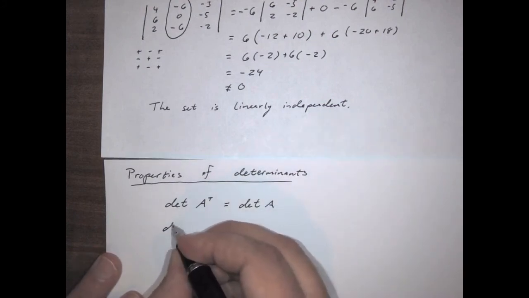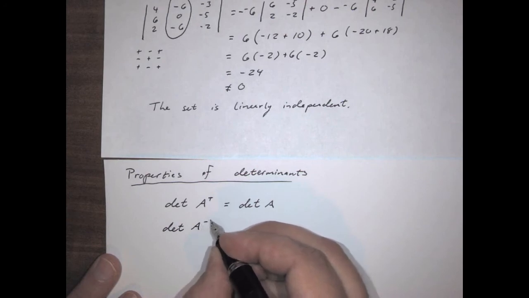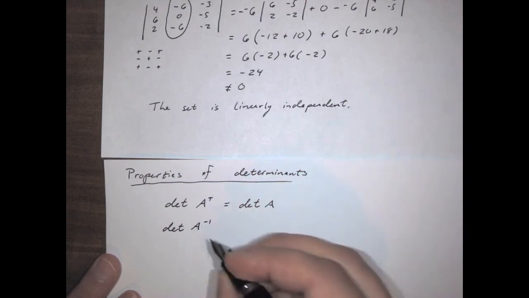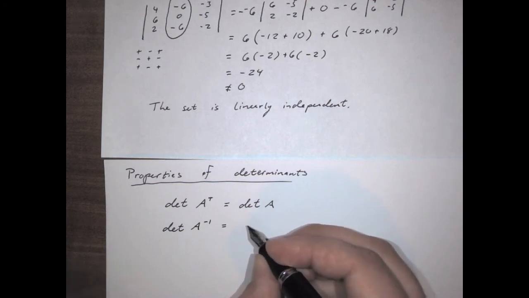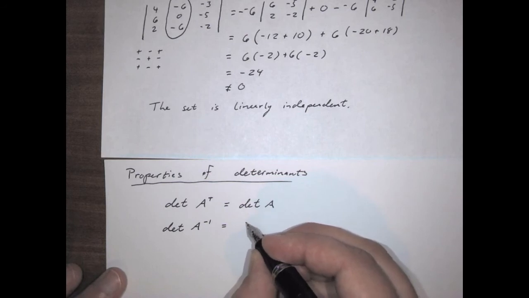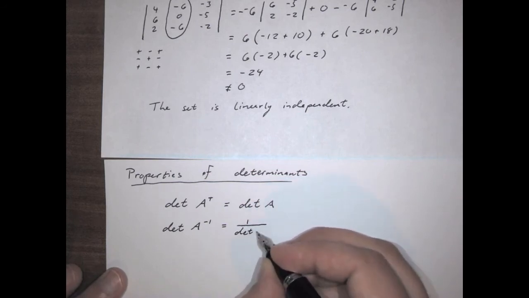Also, if I know that the matrix is invertible, then that means that the determinant of the inverse will, well, we know for one thing it's not equal to 0, but more interestingly, it's equal to 1 over the determinant of A.